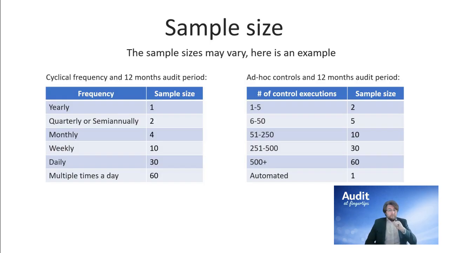We have 2, 5, 10, 30, 60 items for the ad hoc controls executions, but when we talk about automation, we sample just one. Why is that? The answer is very simple. We don't need to test more than one, just because the applications, the technology solutions, they're quite deterministic. So when you pass specific input, you always get the same output, right? And the same with the code.